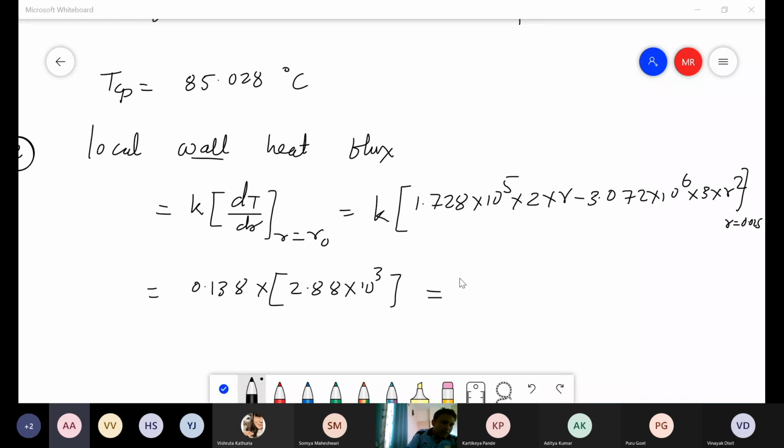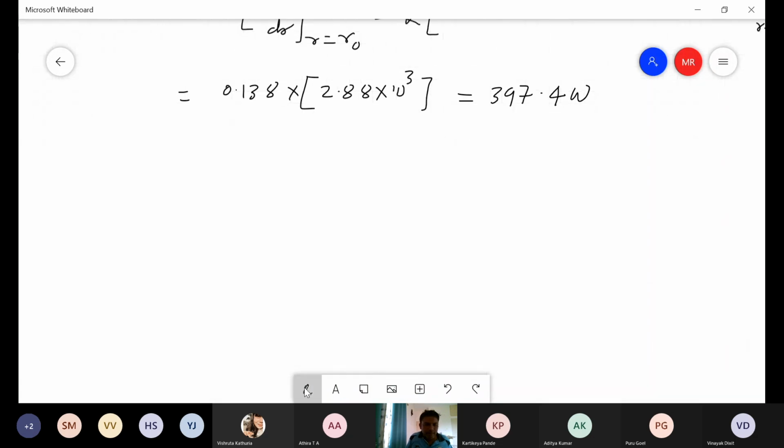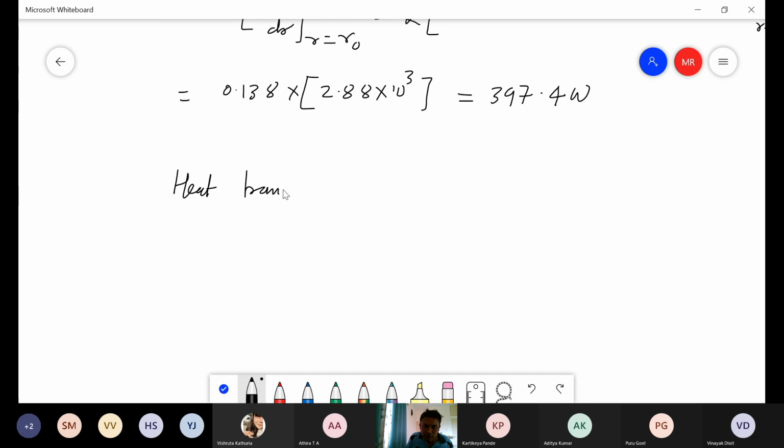Yes, sir. So this becomes 397.4 watt, isn't it? Now, what is the second part in the last part E? We have to calculate the heat transfer coefficient. So heat transfer coefficient in this case is defined as what?